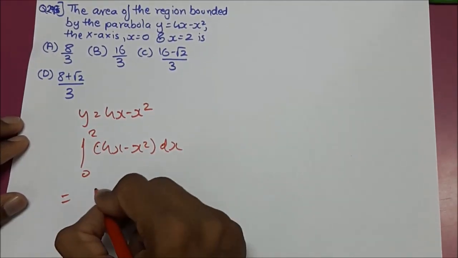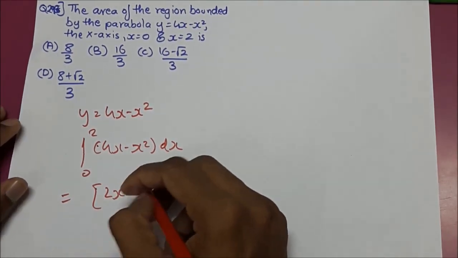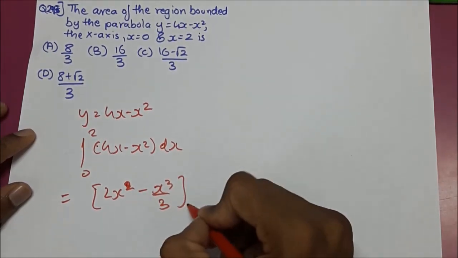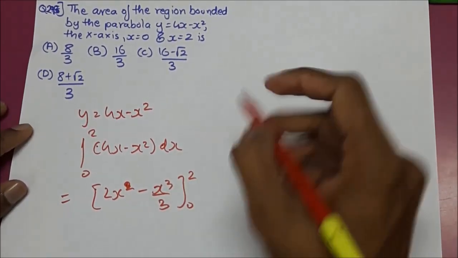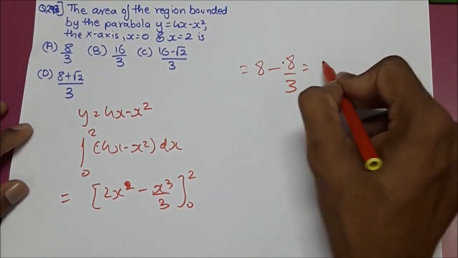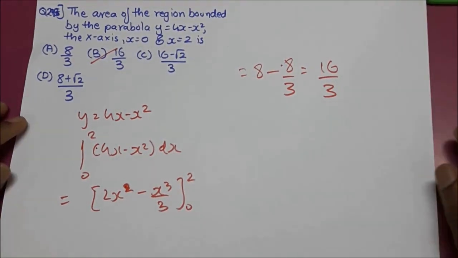We integrate this, we get 2x square minus x cube upon 3, from 0 to 2. We substitute this value in x, we get 8 minus 8 by 3, which is equal to 16 by 3, which is our option B. Option B is the correct answer.